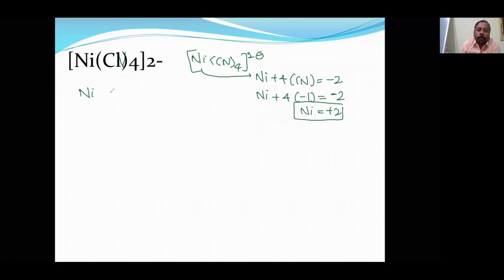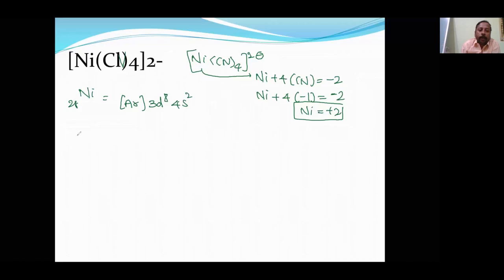Now let us see the configuration of nickel and nickel plus 2. There will be three configurations here. In the first condition, the configuration of nickel and nickel plus 2. In the second case, the configuration of nickel in the presence of a strong field. So let us write 28: helium, neon, argon, then 4s2 and 3d8.